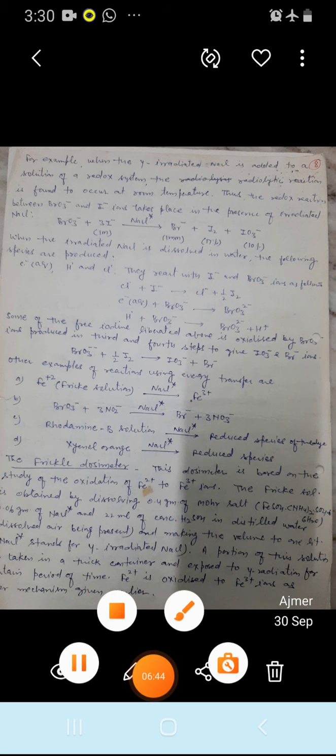Similarly, rhodamine B solution gives reduced species of the dye in presence of irradiated sodium chloride. And likewise, xylenol orange in presence of irradiated sodium chloride gives reduced species. So these are the radiolysis of some aqueous solutions. On next turn, we will see what actually the Fricke dosimeter is. Thank you.